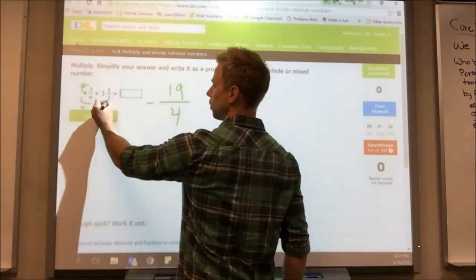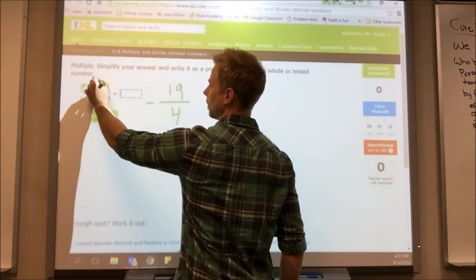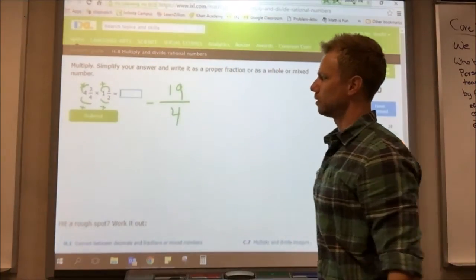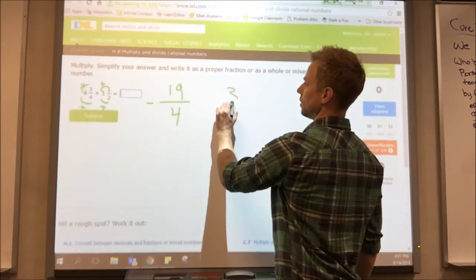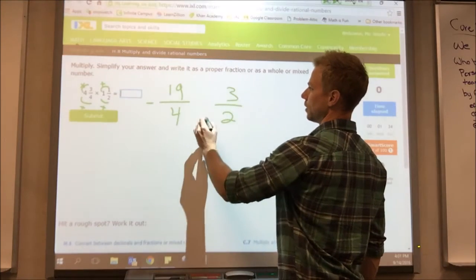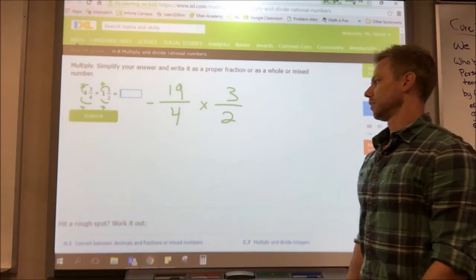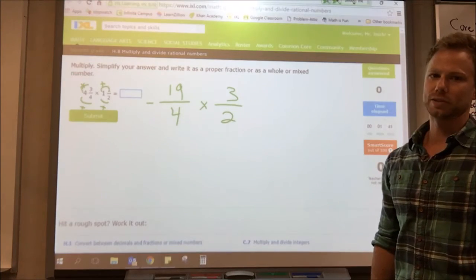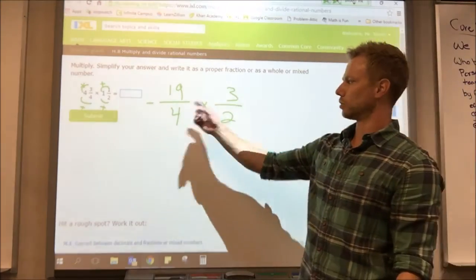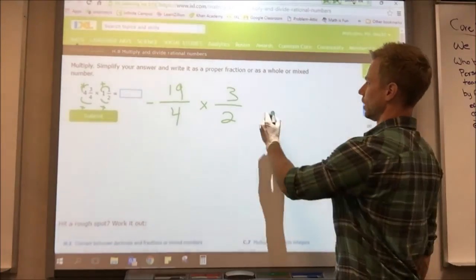The second one, we multiply 2 times 1, and then we add 1. 2 times 1 is 2, plus 1 is 3. So that becomes 3. The denominator stays the same. The nice thing about multiplying and dividing is that we do not need a common denominator. We can just multiply straight across right away.